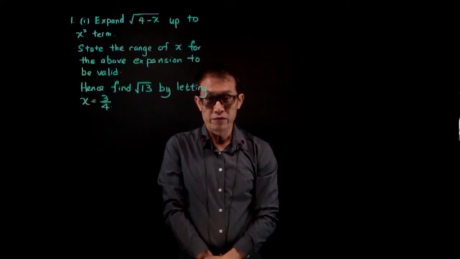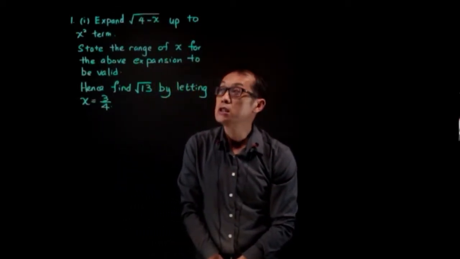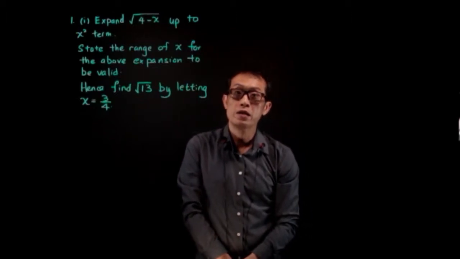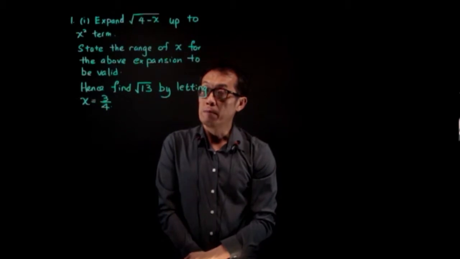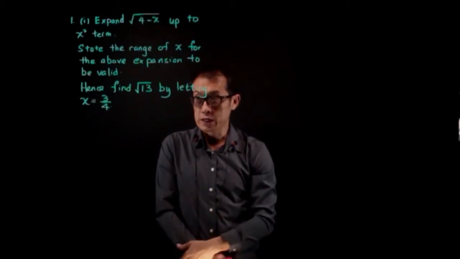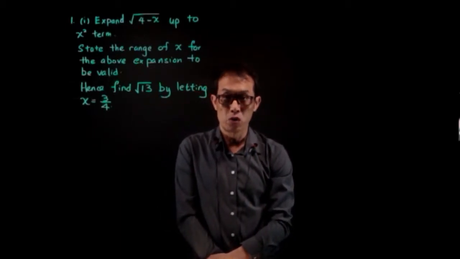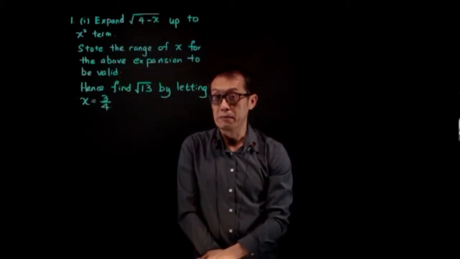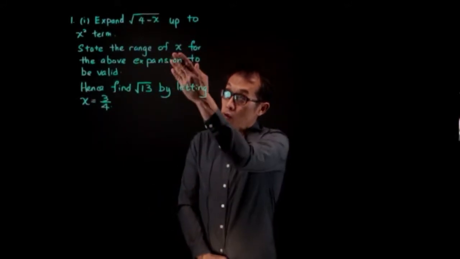Hi, good afternoon. We have come to the chapter on binomial expansion. In this chapter, we will learn how to do a binomial expansion, but the power is a negative number or a rational number, that means a fraction. Now, without further ado, let's look at question 1.